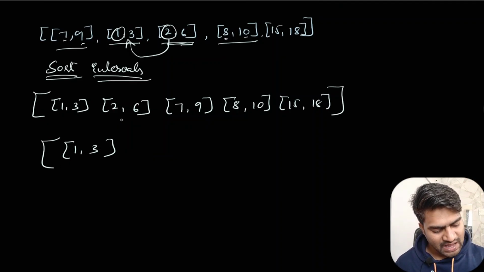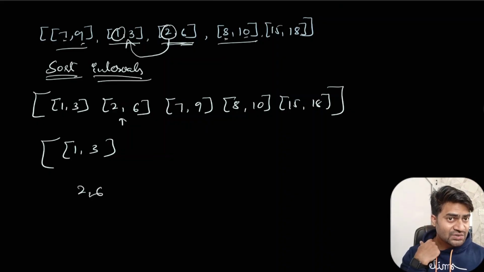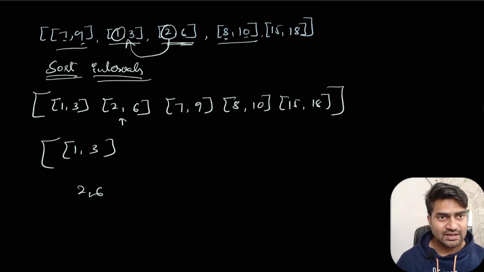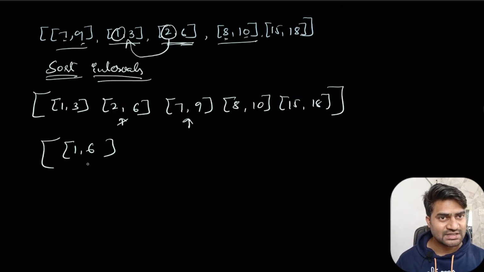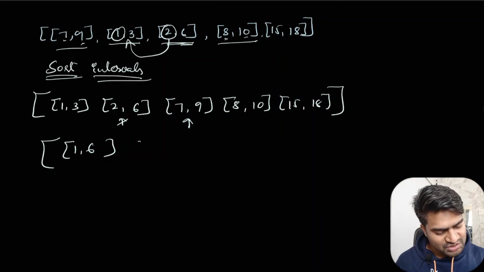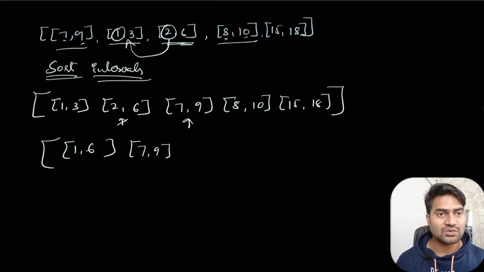Now I will start processing from 2 6. Can we merge 2 6 with 1 3? Yes, correct, right? So I will simply merge that. If I merge, it becomes 1 comma 6. Now I will move to the next element, 7 9. Does 7 9 overlap with 1 6? No, right? So I will simply push my 7 9 to the merged array.